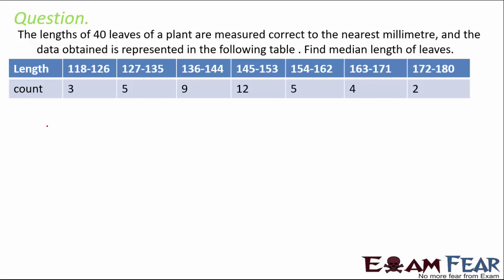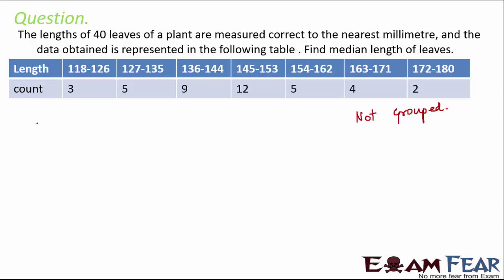Now here one interesting thing that we notice from this table is the upper limit of the first class is not the same as the lower limit of the second one. That means that this is not grouped data. Whatever formula we have learned, mean, median, mode, we need grouped data. So in order to make it grouped data, we subtract 0.5 from the lower limit and add 0.5 to the upper limit.